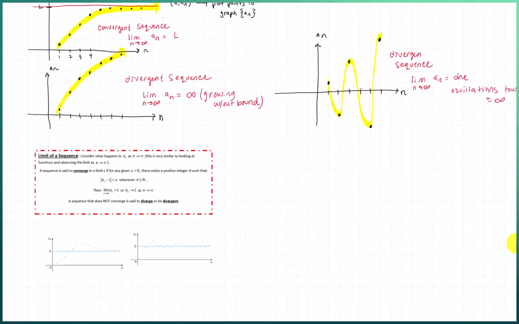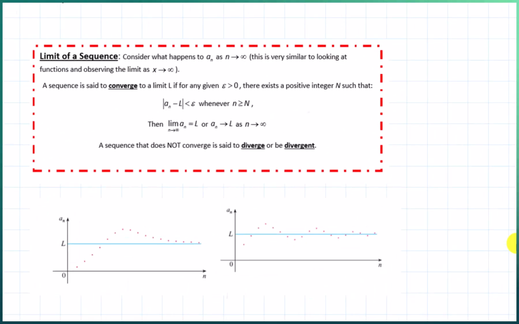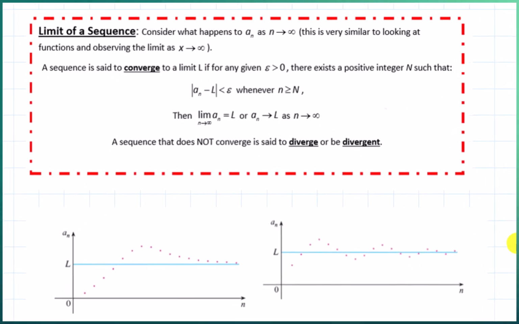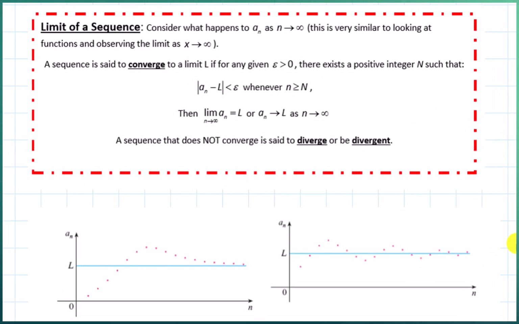And so here we actually have the official epsilon formula, and this is what it says. It's saying to us that consider what happens to a sub n as n is approaching infinity. And this is very, very similar to looking at functions and observing the limit as x is approaching infinity.